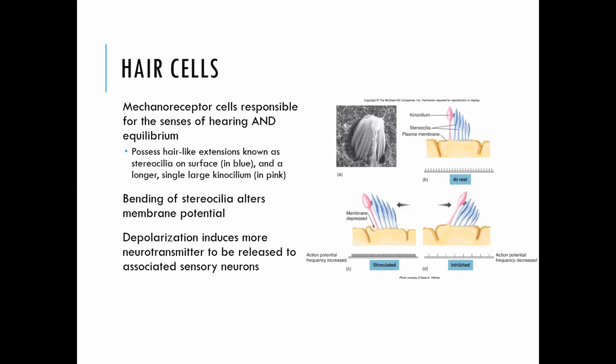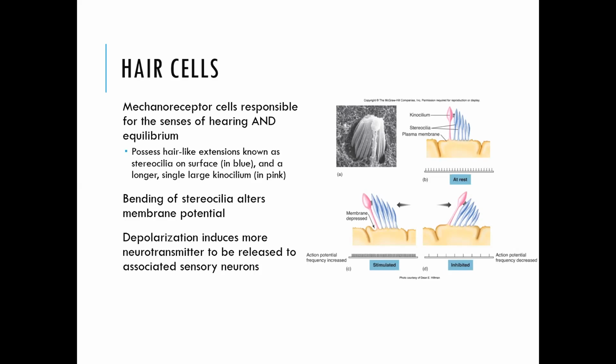They possess hair-like extensions known as stereocilia on the surfaces that are highlighted in blue in your diagram, and along a large kinocilium, which is in pink in your diagram there. So let's just discuss briefly what happens with the movement of those hair cells that allow us to maintain balance. The bending of your stereocilia alters your membrane potential. It causes a depolarization, which then induces more neurotransmitters to be released to the associated sensory neurons.